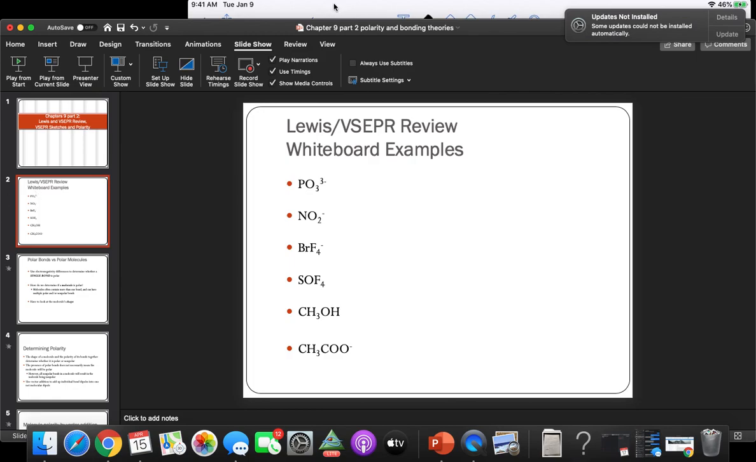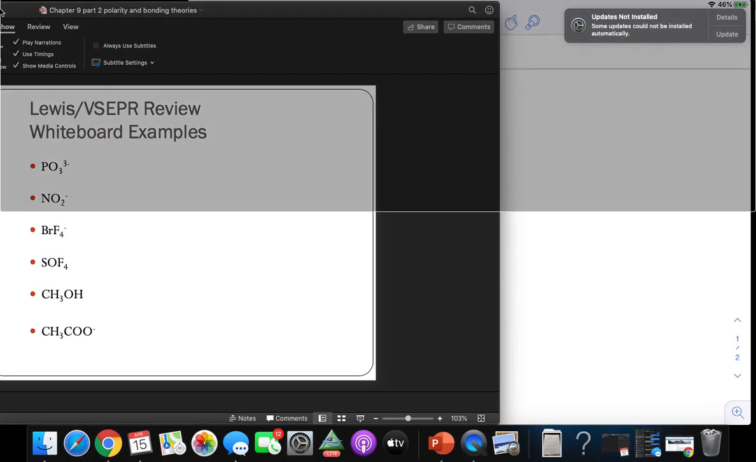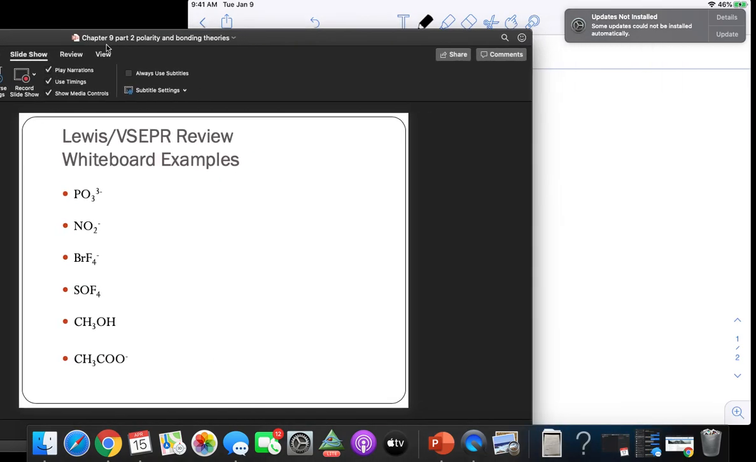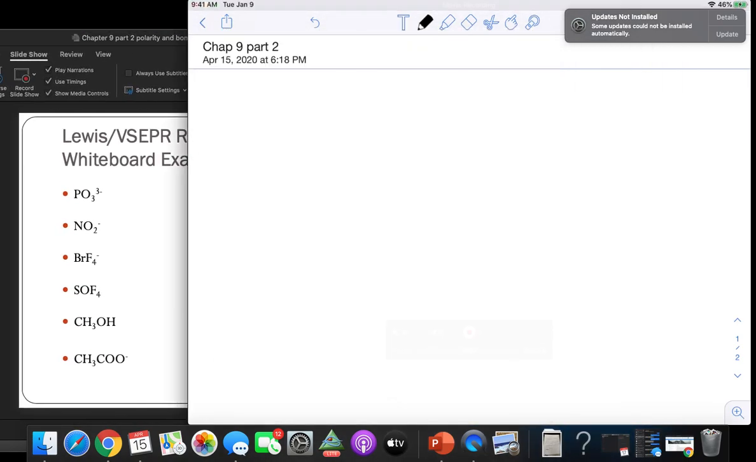All right, so before getting into polarity, reviewing these examples, I'll slide this over so we can keep this in view of which ones we're going to take a look at. There you go. All right, so the first example we're going to be taking a look at is going to be phosphate, PO3 3-.